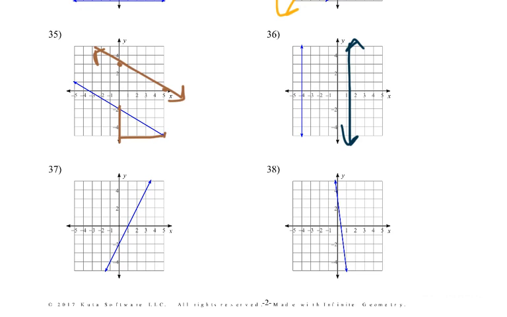Okay, 37, pick a point, up 2 to the right 1, pick a point, up 2 to the right 1, there's a parallel line. And finally, pick a point, pick a second point, we go down all this way, so down one to the right, there's my vertical line.